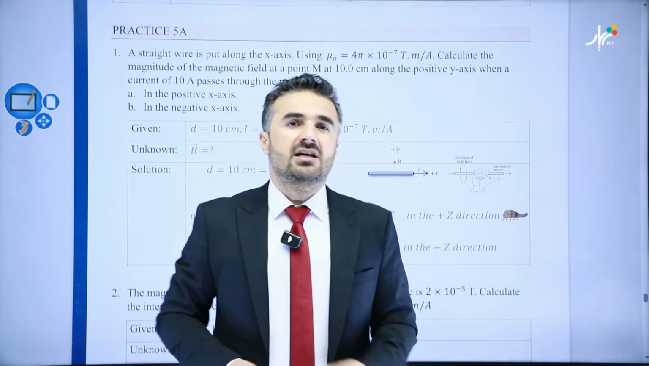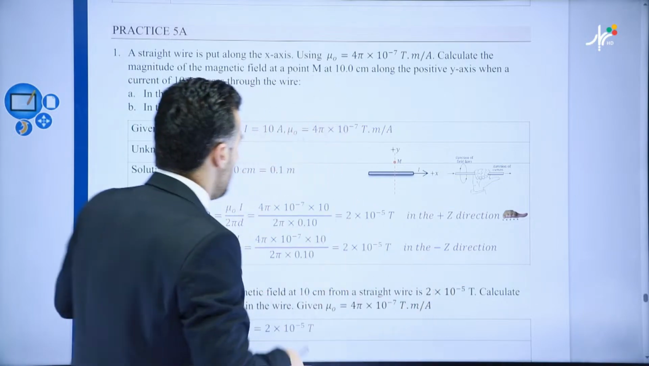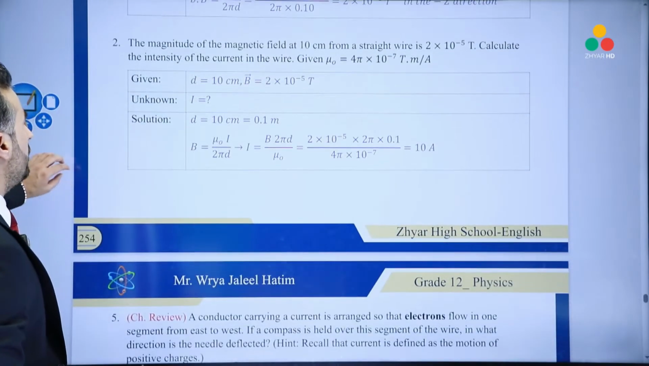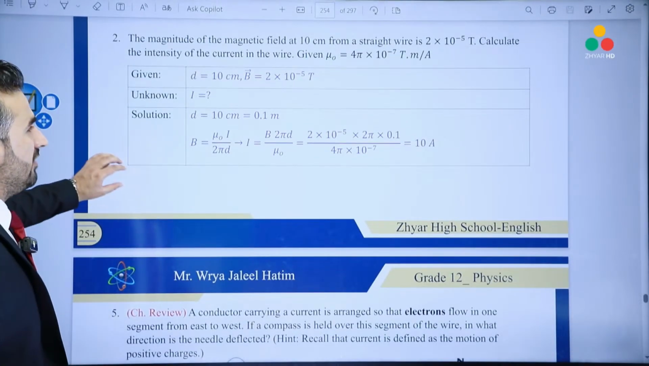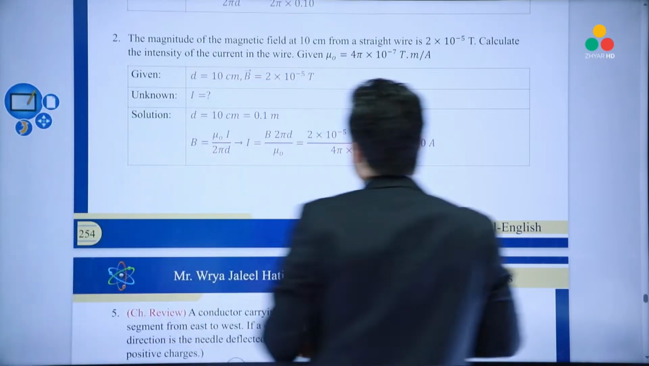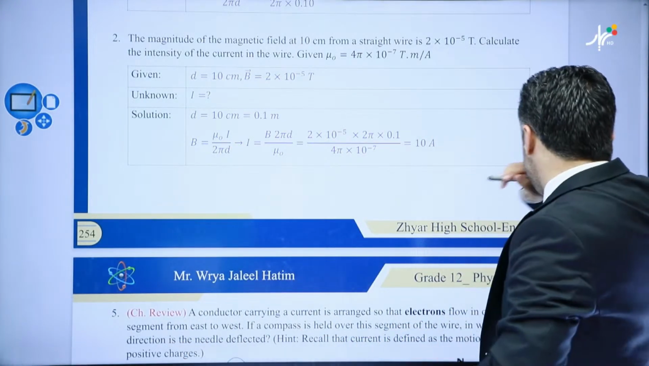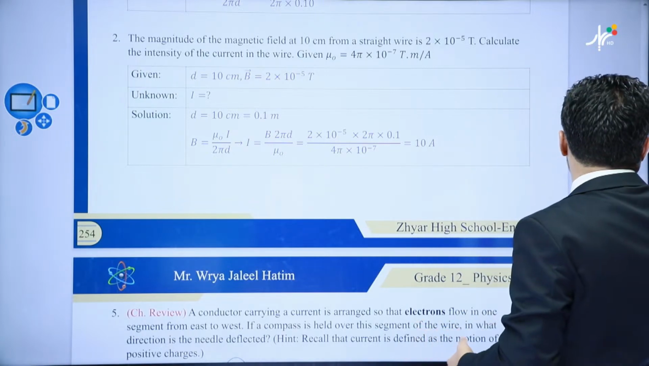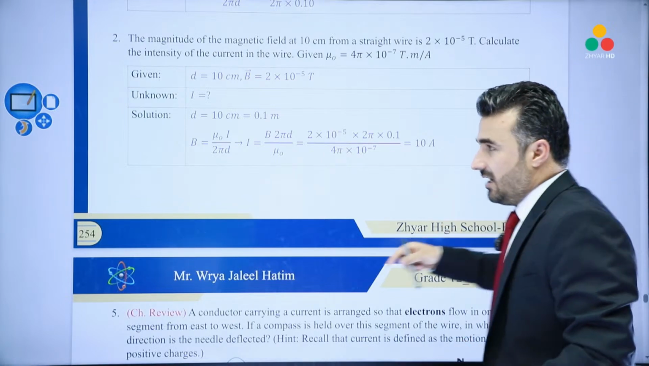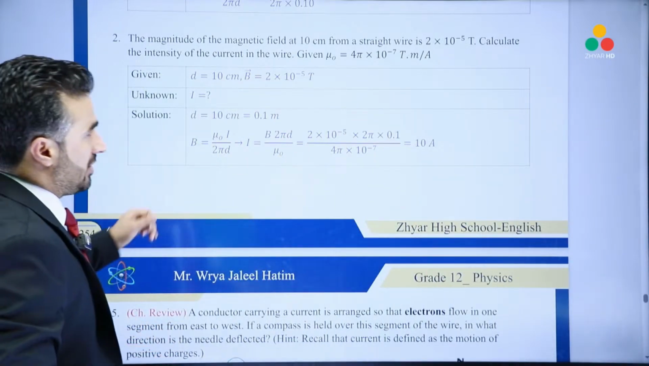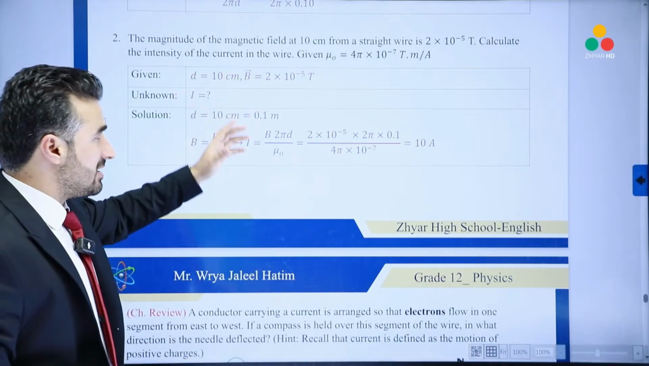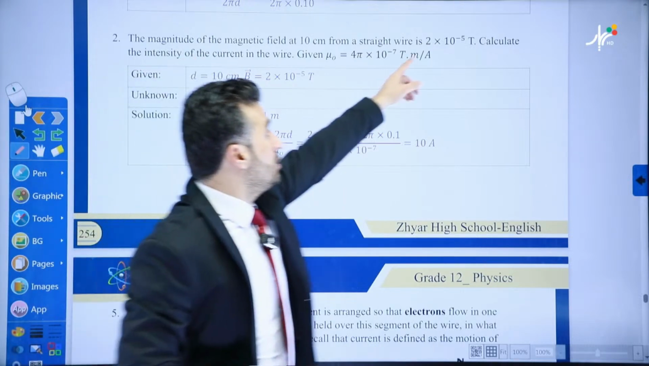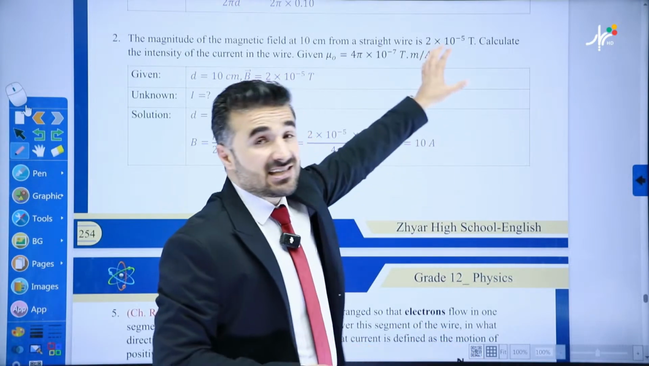And of course we did solve a few questions, and this was the last question that we solved, and then we ended up at question 2 here. Now, as for question 2, this is something very easy. It says the magnitude of the magnetic field at 10 centimeter is, remember, we're not allowed to use centimeter here, so we're going to convert this centimeter into meter, and then we can plug this into the equation. So having 10 centimeter distance from a straight wire, the magnitude of the magnetic field strength is 2 times 10 to the power negative 5. That is Tesla. Remember this.